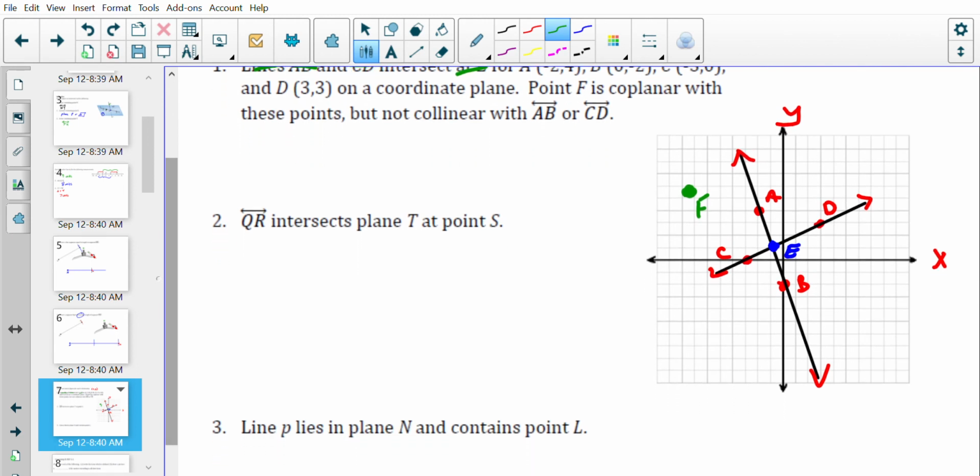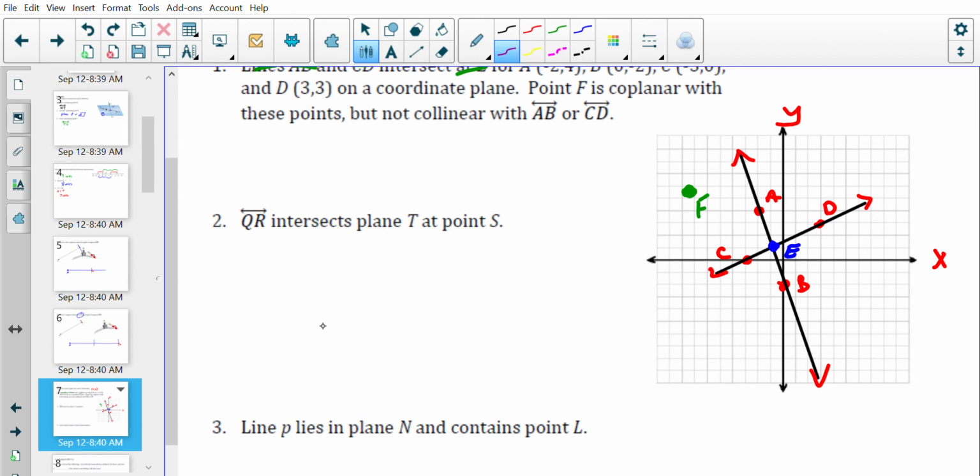Now, number 2 says we have to draw line QR intersecting plane T at point S. So we got a few things going on. We got a line, we got a plane, we got a point. My suggestion is draw the biggest item first. So a line, a plane, or a point. Which one is the biggest? A plane is always going to be the biggest item.